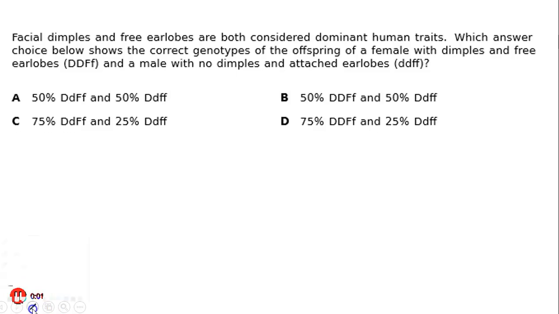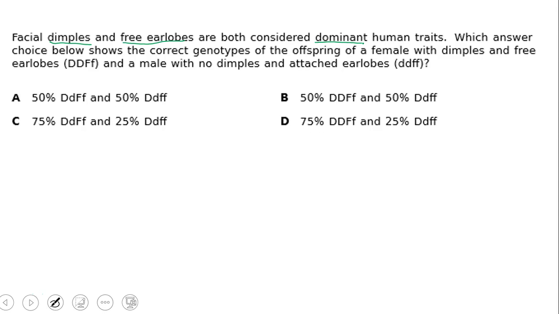Let's go over this question from your test. It says facial dimples and free earlobes are both considered dominant human traits. Okay, let's stop right there. We know that dimples and free earlobes are dominant, so we're going to use a capital letter to represent those genotypes, or those phenotypes rather.